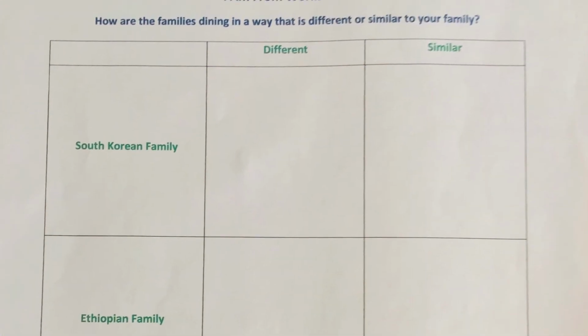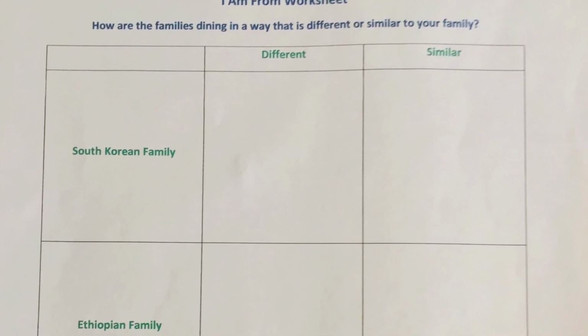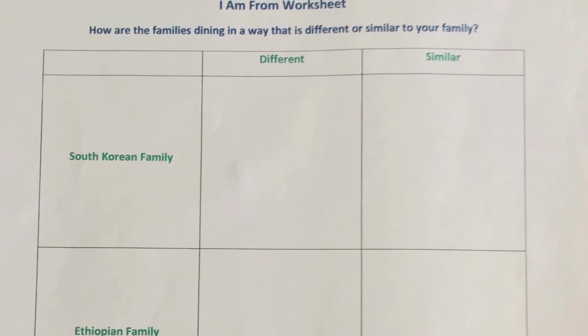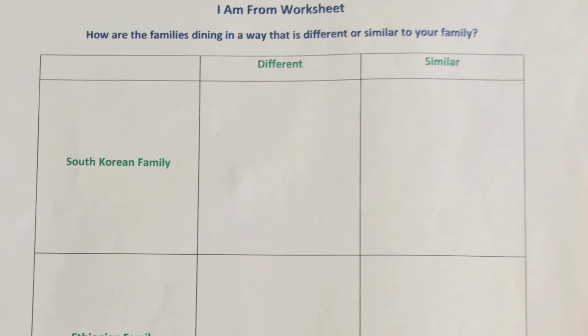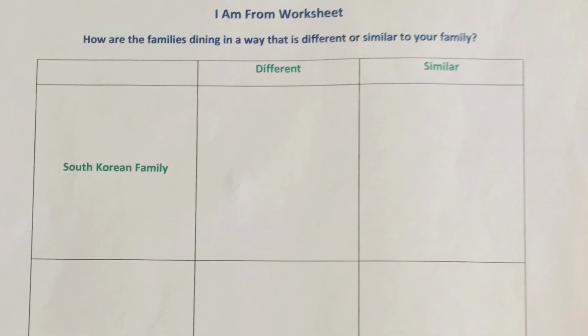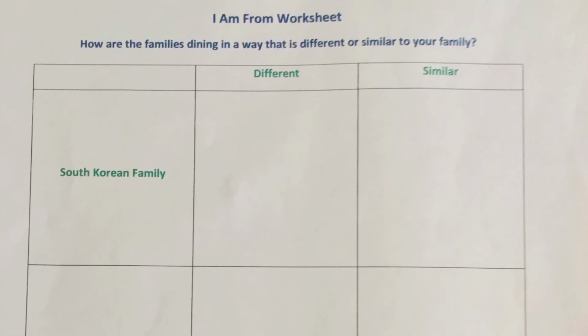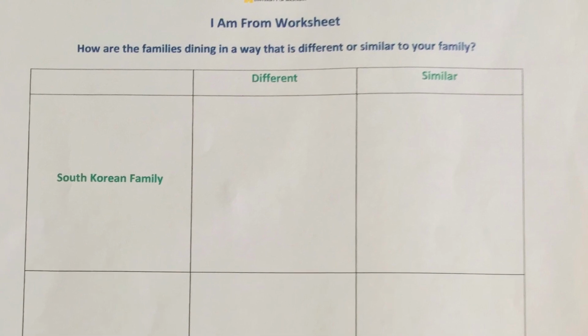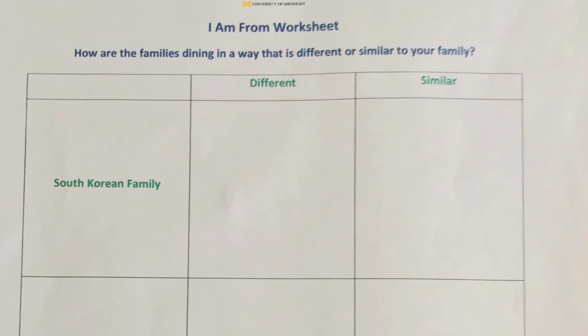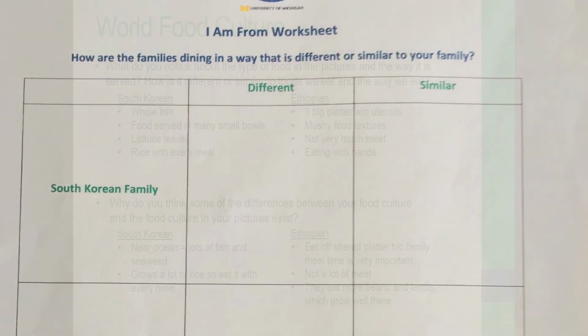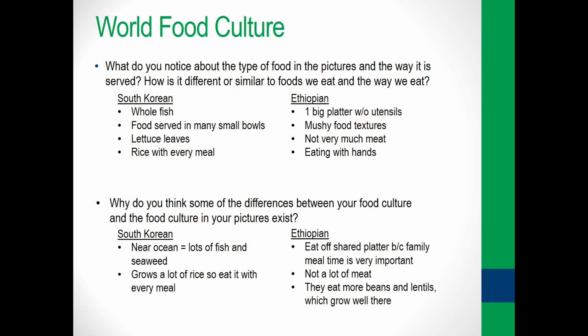After looking at these pictures of two different cultures of food, let's go back to our sheet and fill some of our blanks in. Let's talk about what's different and similar to our own family based on the South Korean family's dinner and the Ethiopian family's dinner. Let's review some of our observations, and let's go over your worksheet.